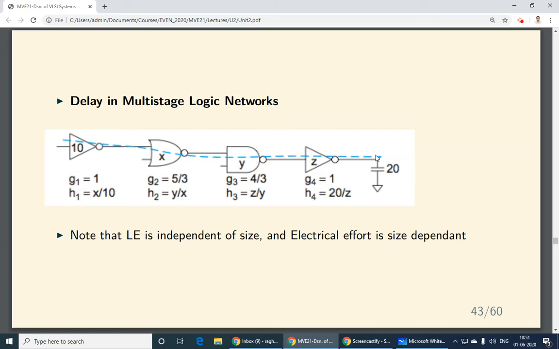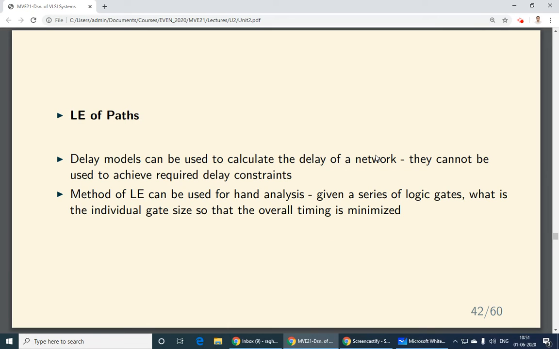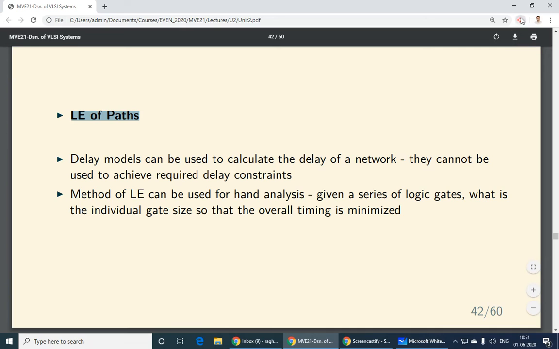Okay, so before we go into the method, let's just see what is the definition of a path, etc. So we have logical effort. Now we are slightly extending that definition to the logical effort of a path, from logical effort.